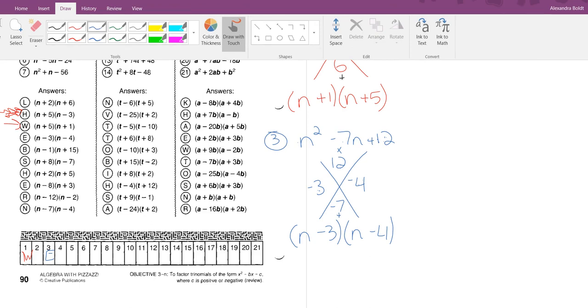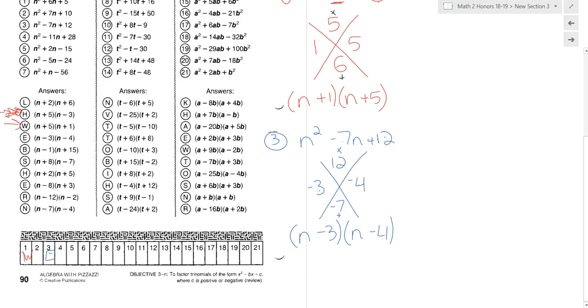The next one we're going to look at is number 5. Let's look down here. Which is n squared plus 2n minus 15. So 1 times -15 is -15. Right, that's coming from here.